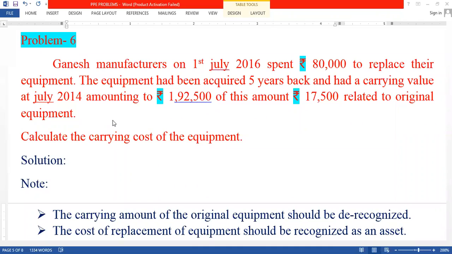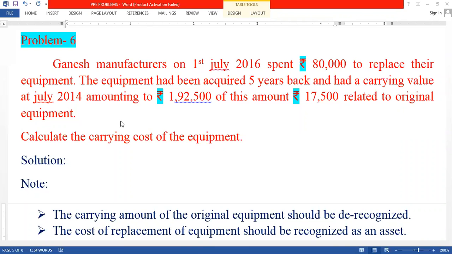The equipment had been acquired 5 years back, and had a carrying value at July 2014 amounting to rupees 1,92,500. Of this amount, rupees 17,500 is related to the original equipment. It is not related to this equipment. It is related to the original equipment.